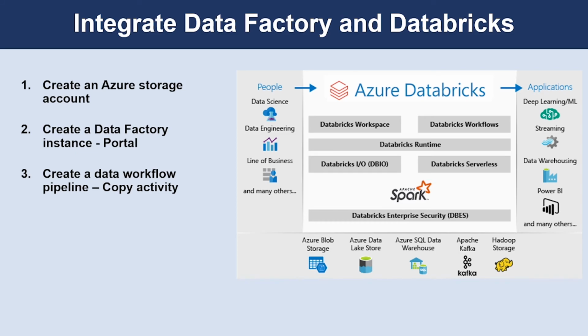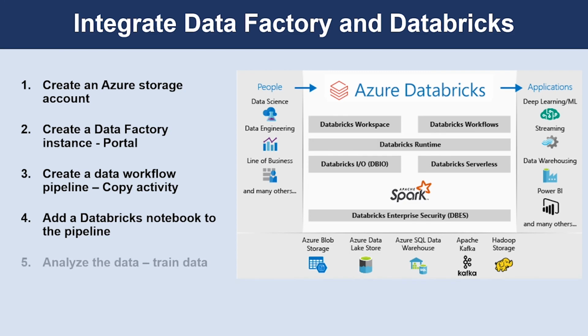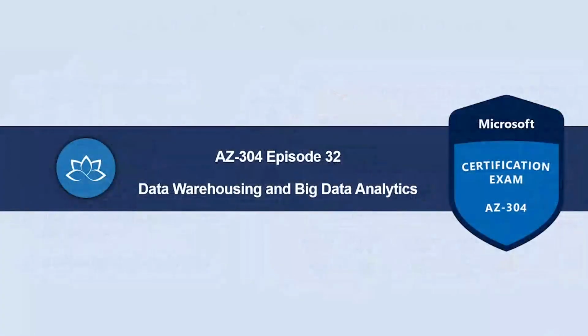So to create a pipeline, copy data from your source by using a copy activity in Data Factory. A copy activity allows you to copy data from different on-premises and cloud sources. Fourth step is to add a Data Factory notebook to the pipeline. And this notebook contains the code to transform and clean the raw data as required. And the last step is to analyze the data. Now that your data is cleaned up, use Azure Databricks notebooks to further train the data or analyze it to output the required results. That concludes this episode.